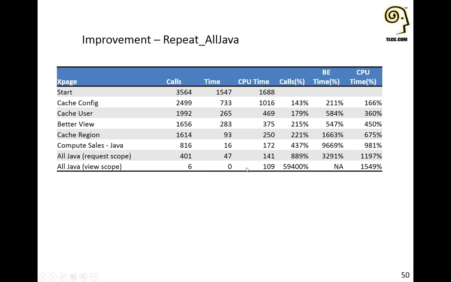That's still pretty fast. But then if I make it a view scope, so it gets computed when the XPage first loads, and then as the user is changing the user information and we're changing what gets displayed, basically everything's happening out of memory. There are no back-end Domino calls at all, and CPU time's pretty low. So we pretty significantly reduced the time spent computing the XPage.